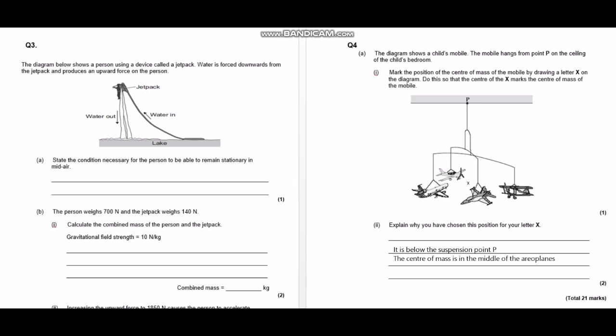So exactly what I've just explained, how I chose that location X, just write that as the explanation. It is below this central point P, and the centre of mass is in the middle of the aeroplanes. 2 points for 2 marks, and we're done.